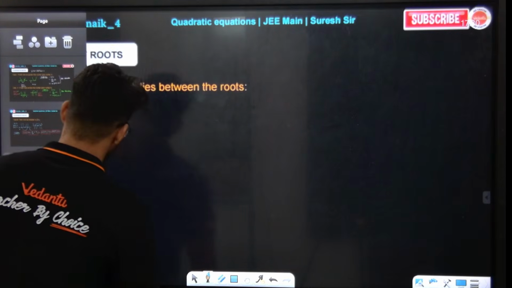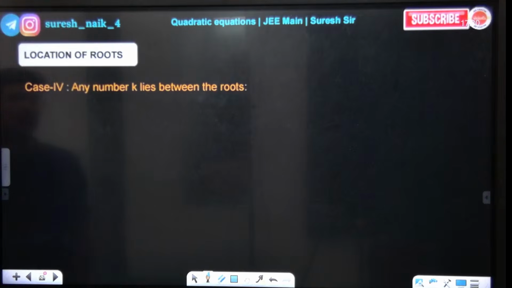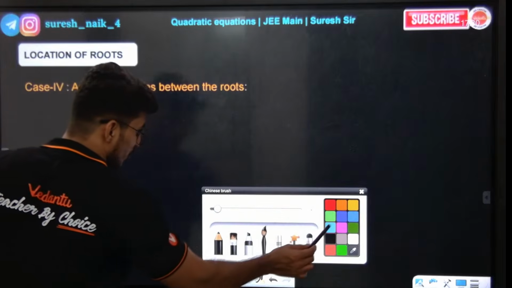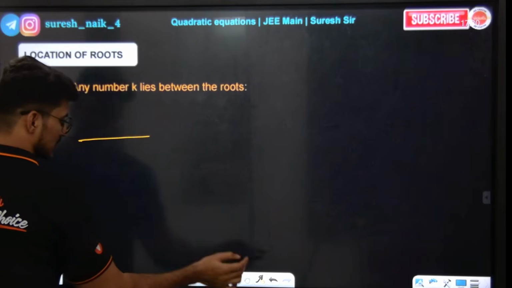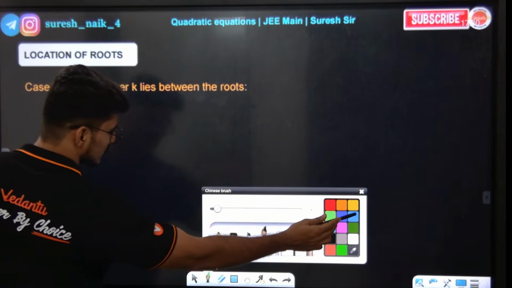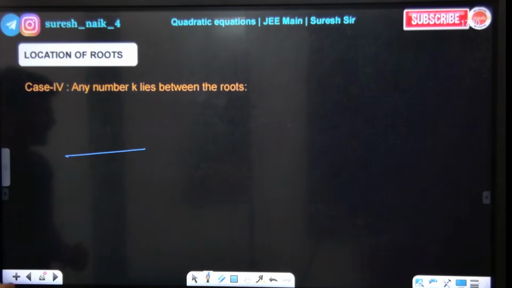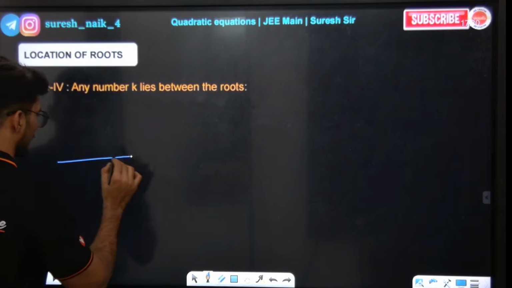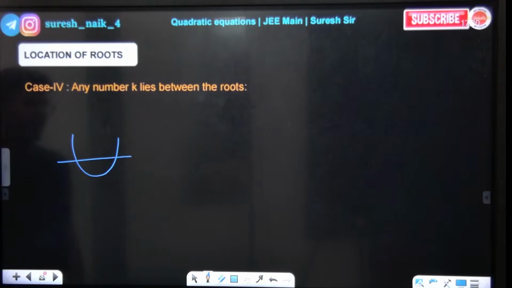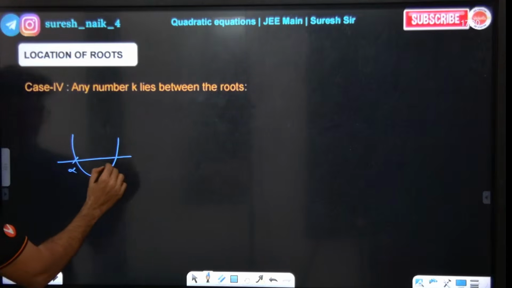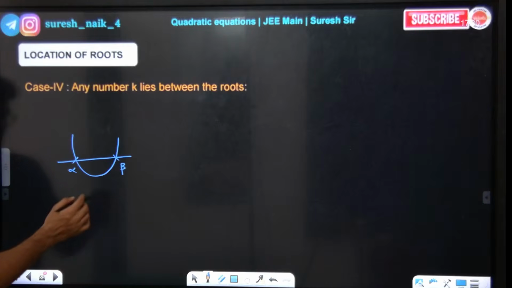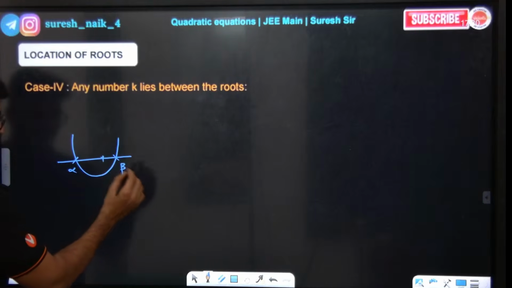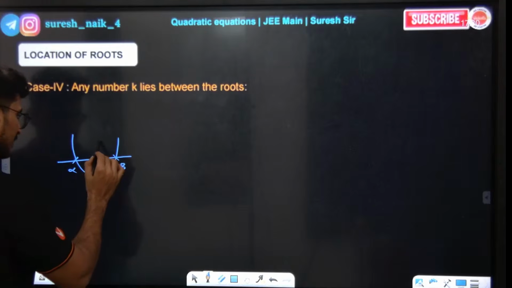Sir, case number 4. Any number k lies between the roots. Super condition. See, k lies between the roots. For example, the graph can be like this. Look at the board. Can you all see this? Yes, sir. Okay, this is alpha, beta. Any number k lies between the roots means what? For example, k can be somewhere here.